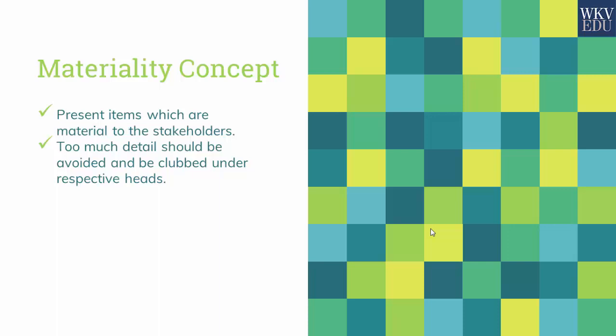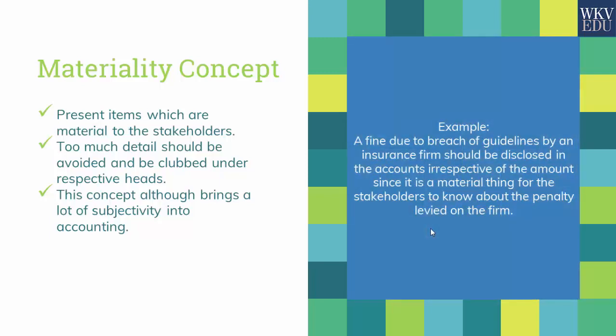For example, if you're running a particular company, you're using pen, pencil, and different other stationery items on a regular basis. So rather than giving each and every item individually in your accounts, you can club them together and put it as stationery. Fine. This concept brings a lot of subjectivity into accounting and thus gives the management some sort of flexibility as to how they want to report their statements.